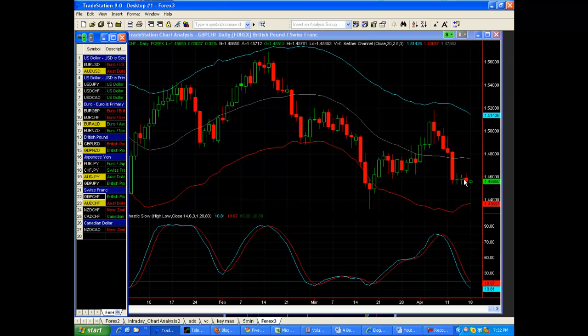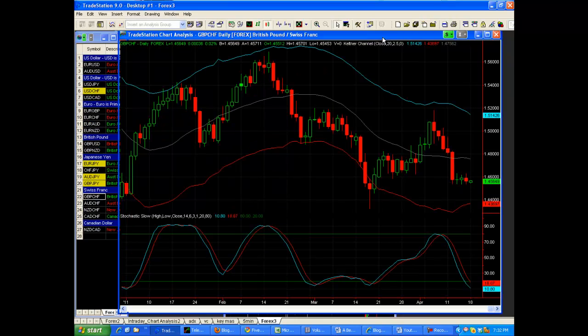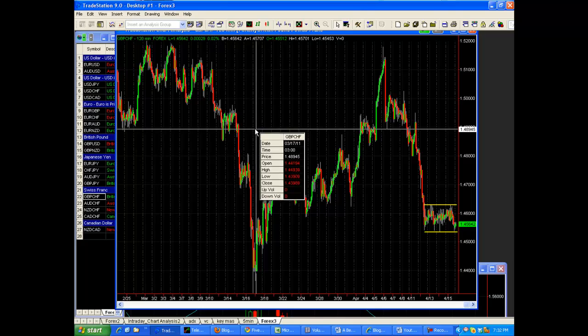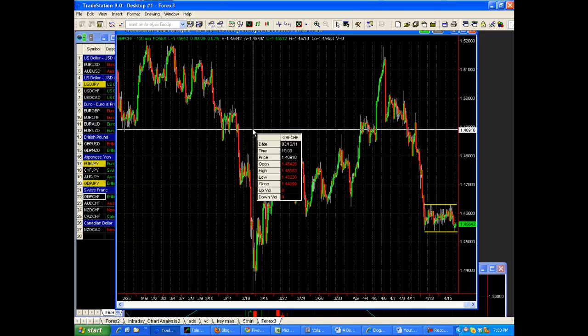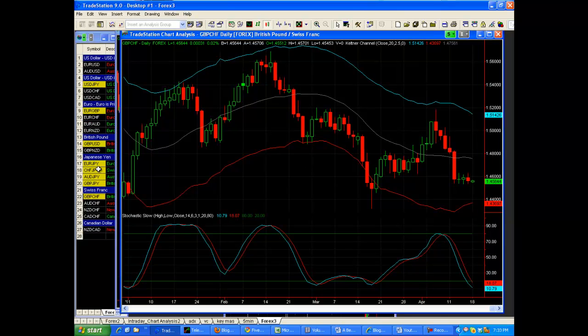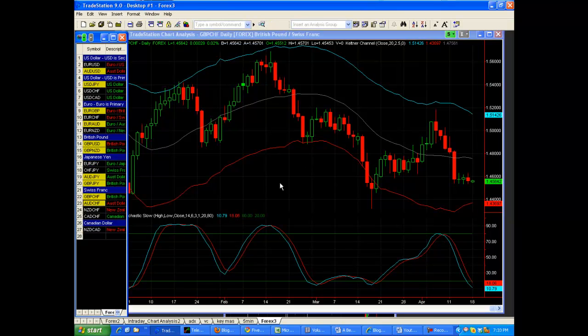Here's pound Swiss. Pound Swiss, nice consolidation here. Here it is on the 120-minute chart. Looks to me like it wants to go lower. Definitely has impulsive characteristics to the downside. If it does, watch for a retest of these lows down here at 1.4322. So watch that one. Watch the pound Swiss.